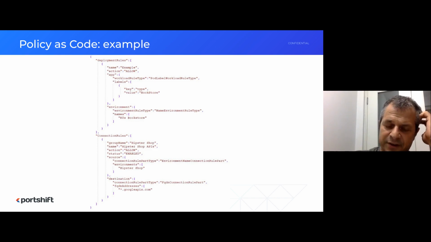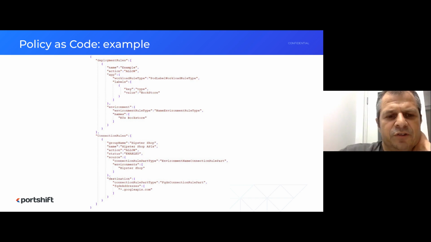So I want to show you an example, a simple example. So you can see over here deployment rules. You can see connection rules. People will define what they need, will define who can access what, and then everything will be translated into security policy.